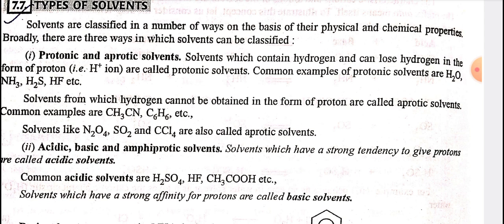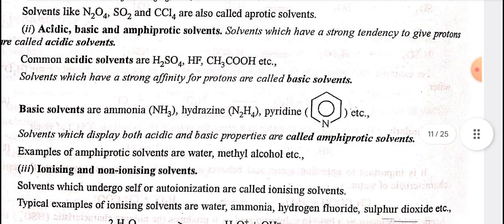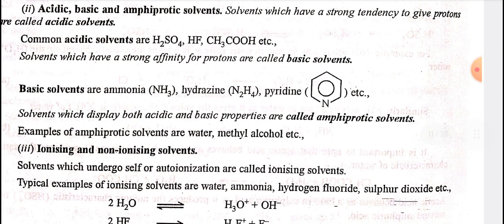Solvents from which hydrogen cannot be obtained in the form of a proton are called aprotic. Common examples are acetonitrile and benzene. Solvents like N2O4, SO2, CCl4 are also called aprotic solvents. Second, acidic, basic, and amphiprotic solvents. Solvents which have a strong tendency to give protons are called acidic solvents.